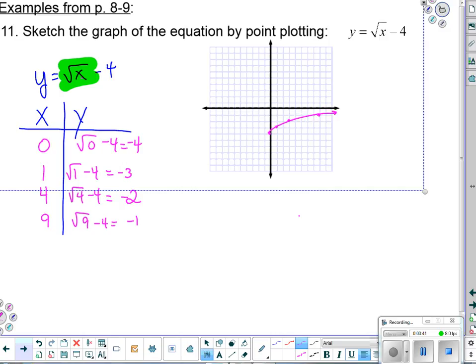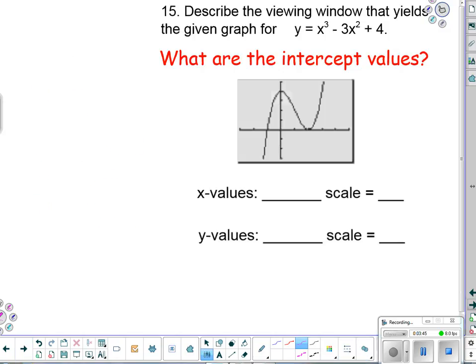Use those family of graphs to help identify the shape of the function. Number 15 says, describe the viewing window that yields the given graph. And we've got y equals x cubed minus 3x squared plus 4. And it wants to know, what are the intercept values? What are the x values? What are the y values?